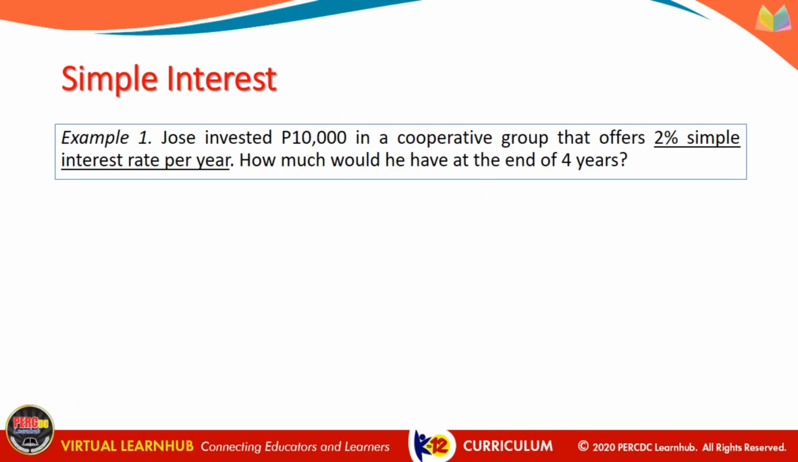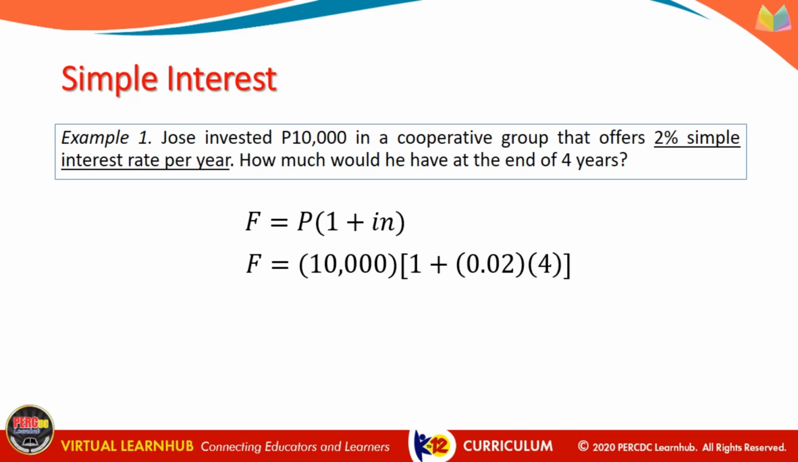So going back to our example number 1, Jose invested 10,000 pesos in a cooperative group that offers 2% simple interest rate per year. How much would he have at the end of 4 years? We can use the formula F is equal to P times quantity 1 plus I times N. Substituting 10,000 for the principal, 0.02 or 2% for the interest rate, and 4 years or 4 for the number of periods, we get 10,800. This is the same answer that we have from our previous solution. Okay?